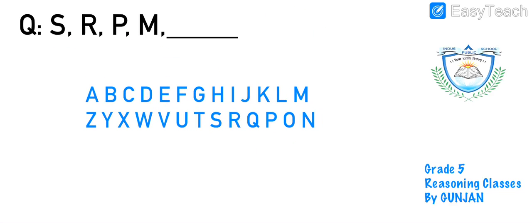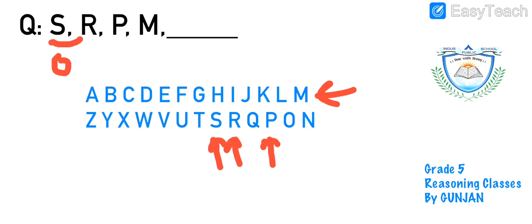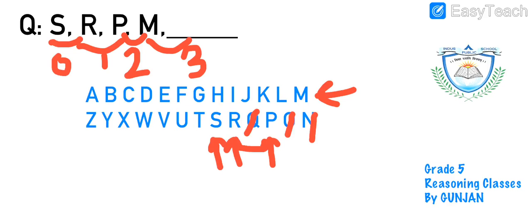Moving ahead. Next series is S, R, P, M. Let's quickly mark. S, R, P, M. If I check between S and R, no alphabet is skipped. That means 0. If I check between R and P, 1 alphabet is skipped. If I check again, 2 alphabets are skipped. To find out the answer, how many alphabets do we have to skip? 1, 2, 3. So what will be our answer?